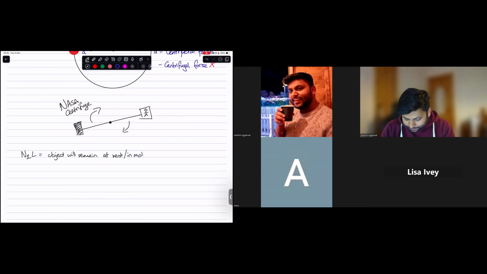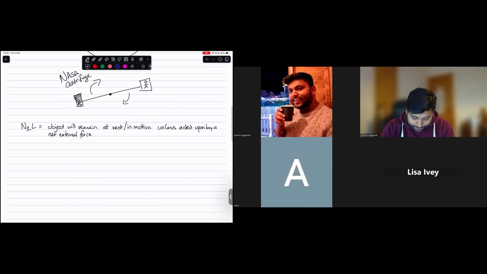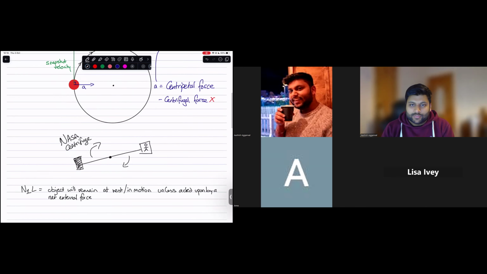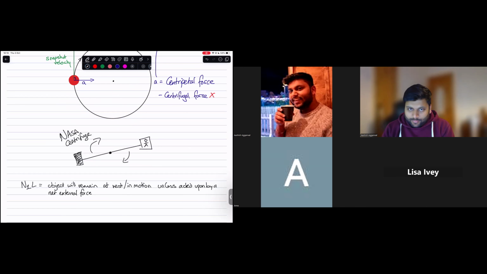In motion, unless acted on by a net external force. So a lot of people forget this little part. It's the word net. It's not just the fact that there's another force outside acting on it, because if you've got two forces that cancel out, it's still an external force, but they cancel out. So you want to include the word net, but otherwise, perfect, very good.